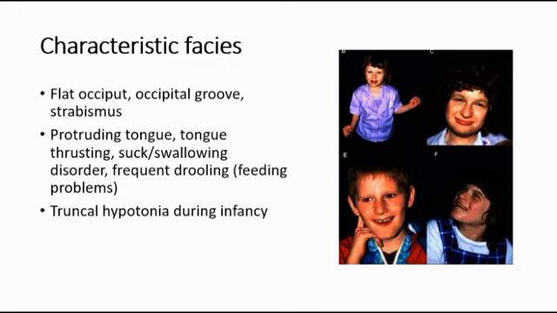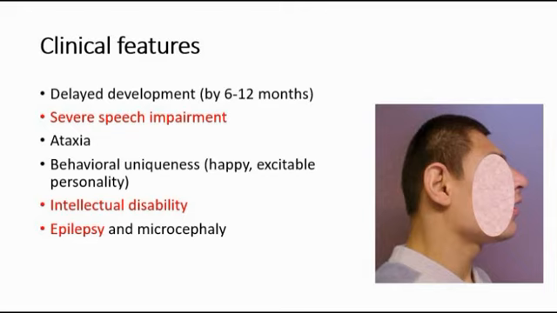during infancy. For clinical features, affected individuals typically present with delayed development, usually by 6 to 12 months later compared to normal children's development. They have severe speech impairment, ataxia, which is problems with their movement and balance, and behavioral uniqueness, where they always look happy and their personality is always excited. Others may present with intellectual disability, epilepsy, and microcephaly.